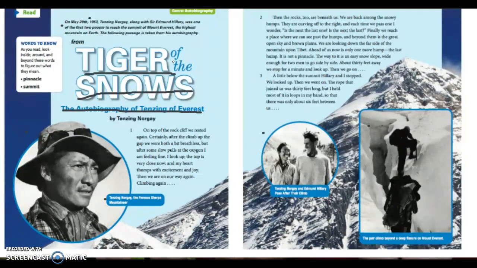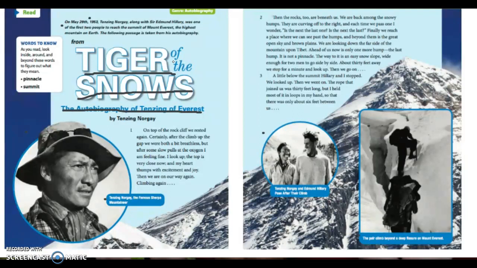Paragraph 1. On top of the rock we rested again. Certainly, after the climb up the gap, we were both a bit breathless. But after some slow pulls at the oxygen, I am feeling fine. I look up. The top is very close now, and my heart thumps with excitement and joy. Then we are on our way again, climbing again. The picture shows a man here, and the caption says, Tenzing Norgay, the famous Sherpa mountaineer.